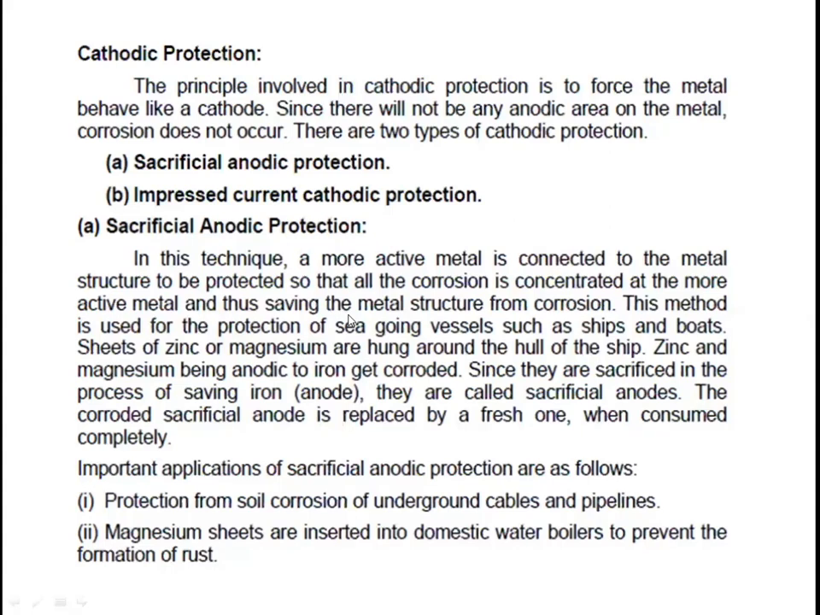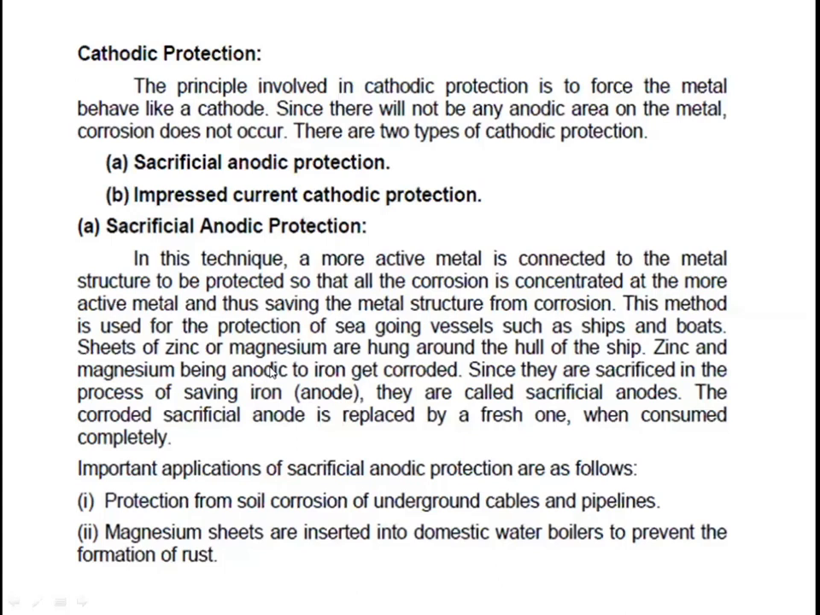We discussed active metal, inactive metal, more active metal and less active metal, based on the electrochemical series. What is the electrochemical series? It is nothing but the arrangement of metals by their electrode potential values. By electrode potential values, we can find out which metals are more active and which are less active. The metal which we would like to protect is forcingly made to behave like a cathode.